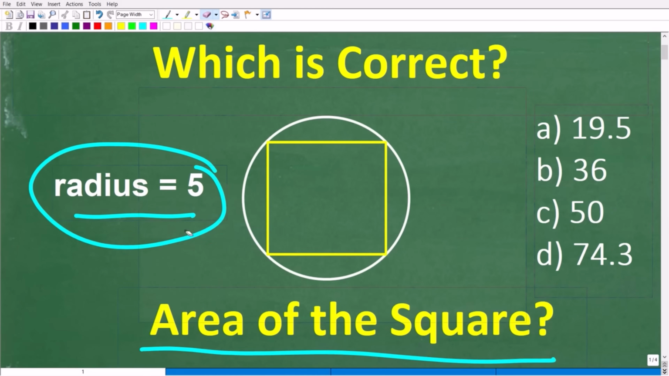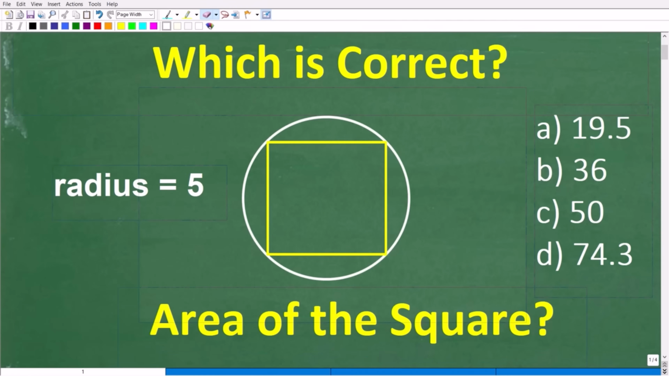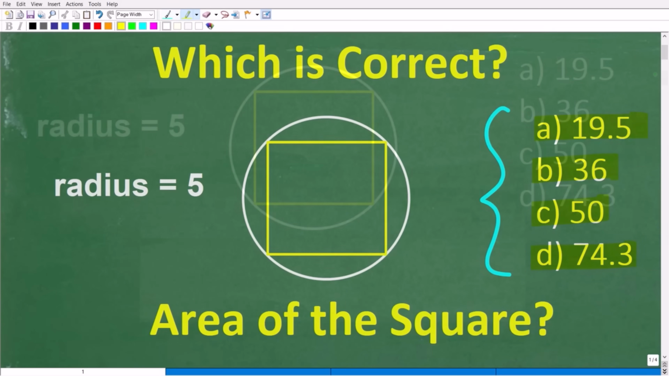All right, so this is the question, and feel free to use a calculator. And by the way, this is a multiple choice question, and let's take a look at our answers. So A is 19.5, B is 36, C is 50, and D is 74.3. But let's go ahead and get started now.